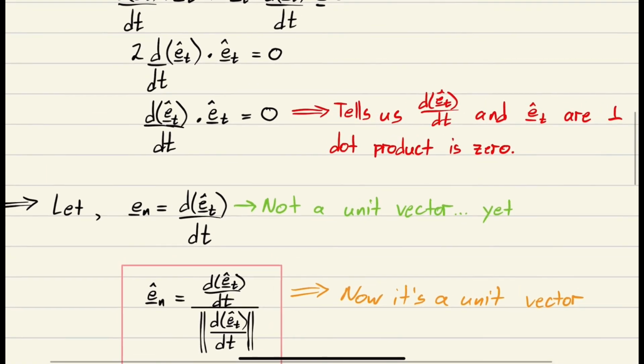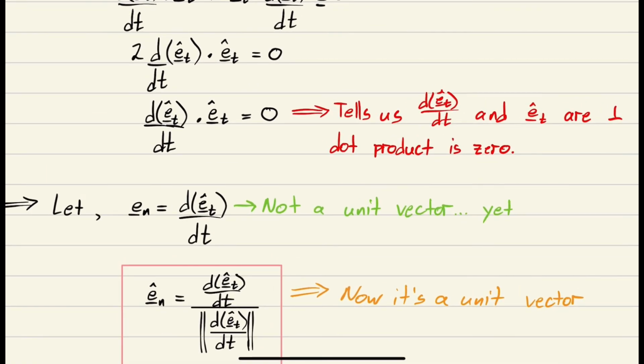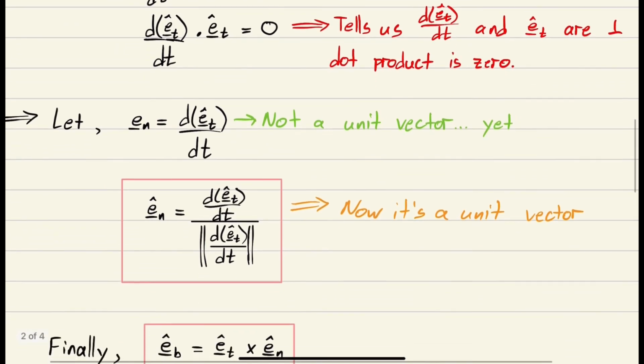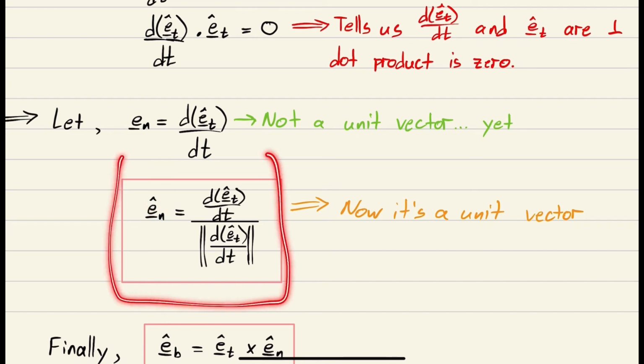So let's let that perpendicular direction, we're going to call that e_n, but it's not a unit vector yet. So how do you make something a unit vector? Well, you divide it by its magnitude. So that's what we're going to do. Divide it by its magnitude. Now we made a unit vector. So this is our normal direction.